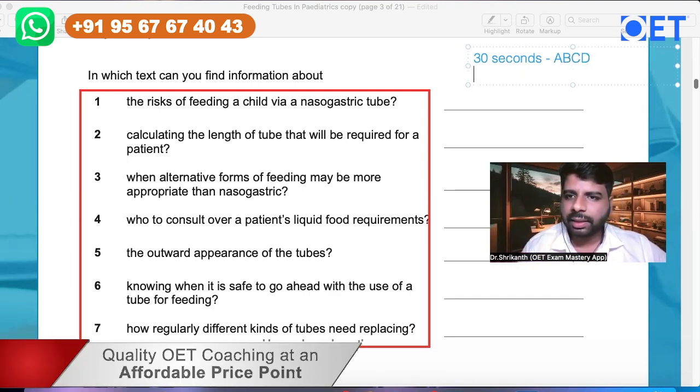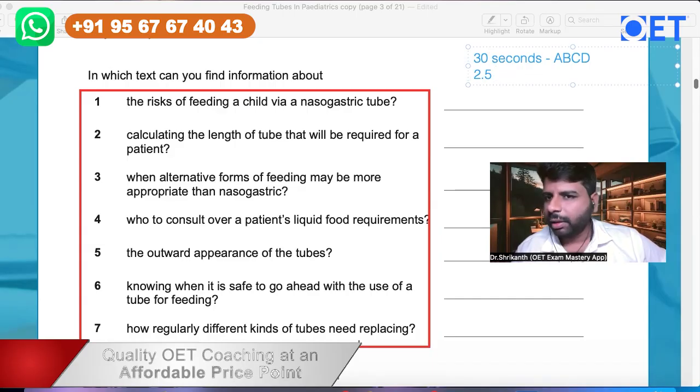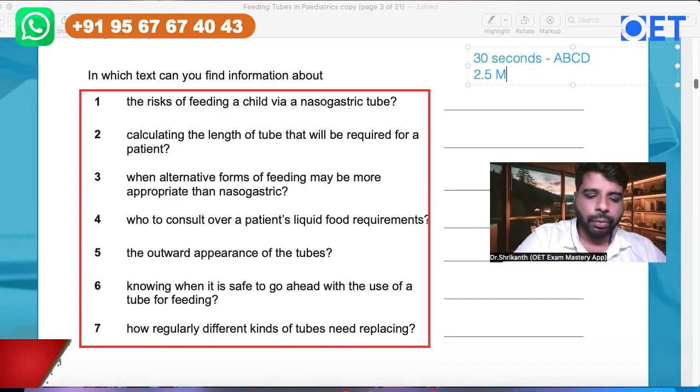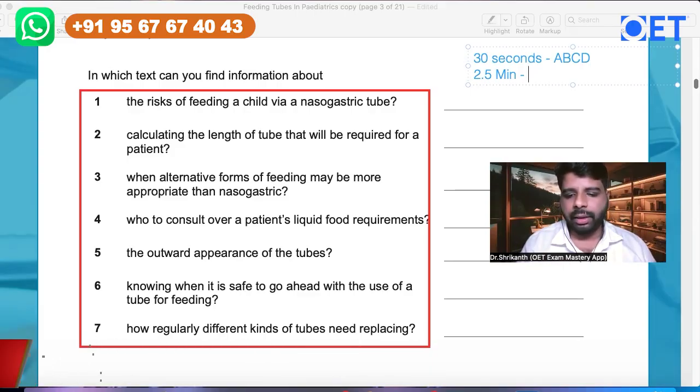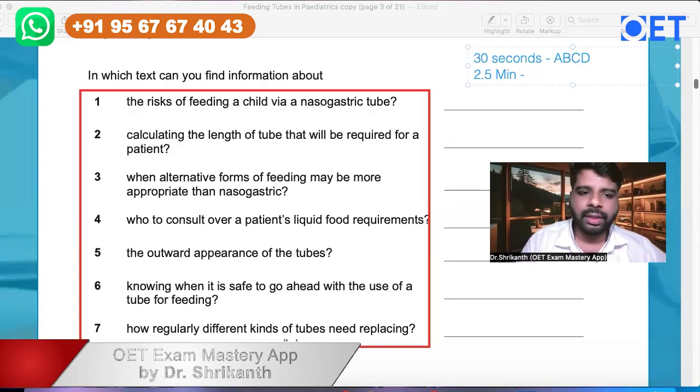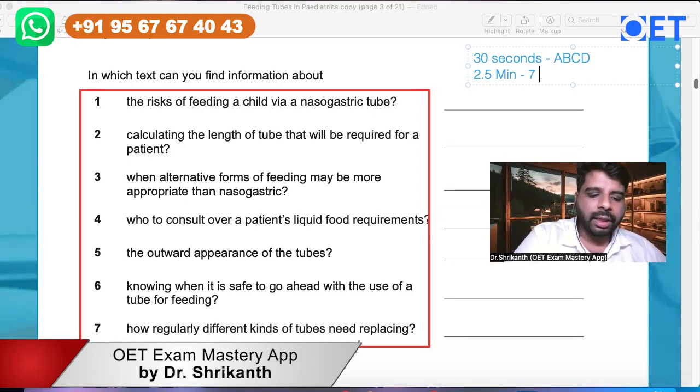Right? And next, I'm going to be very generous over here. I'm giving you 2.5 minutes. If you do extremely well, you don't need 2.5 minutes. Within 1.5 minutes or less than 1.5 minutes itself, you can find answers to all these 7 questions because they are not time consuming. But I'm giving you a little bit of generosity over here. Within 2.5 minutes, you will get 7 correct answers, right?